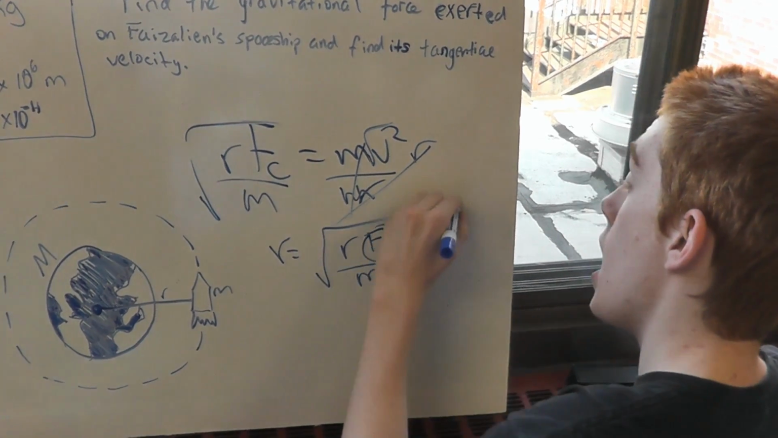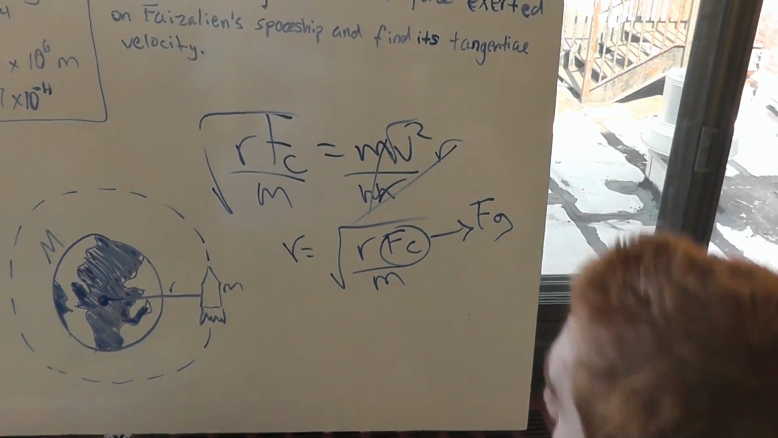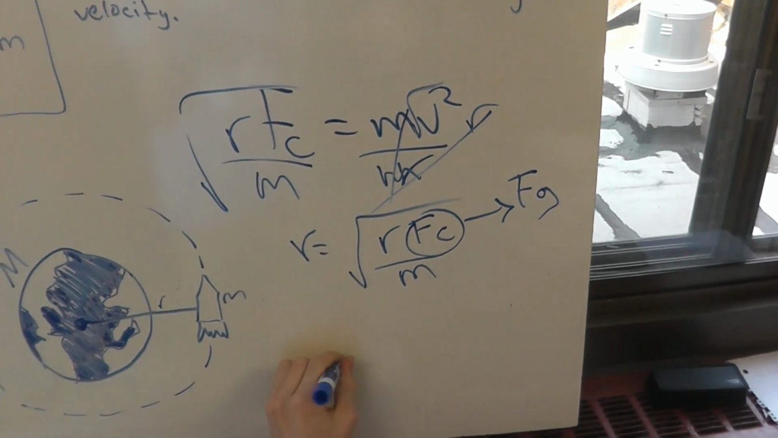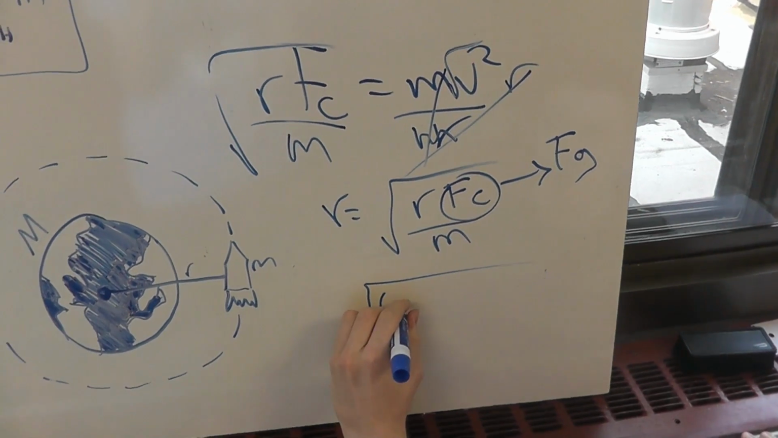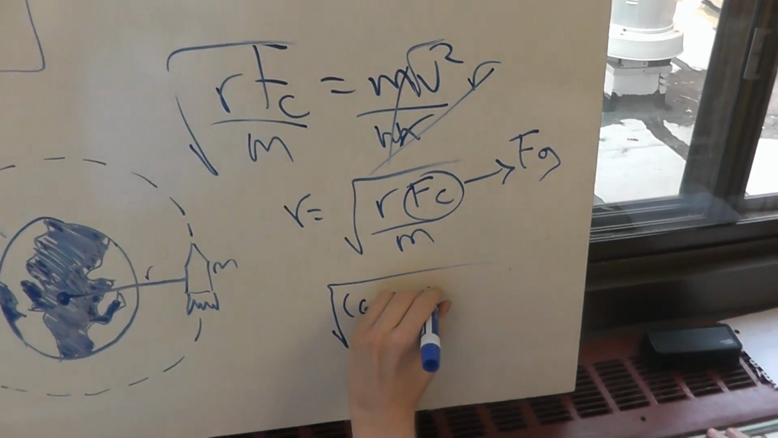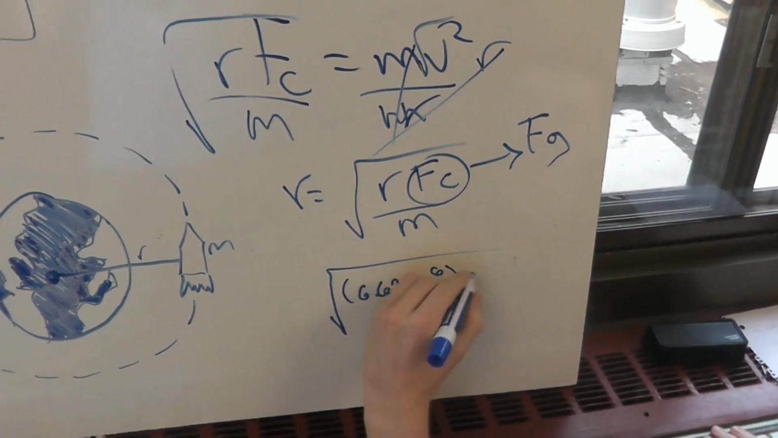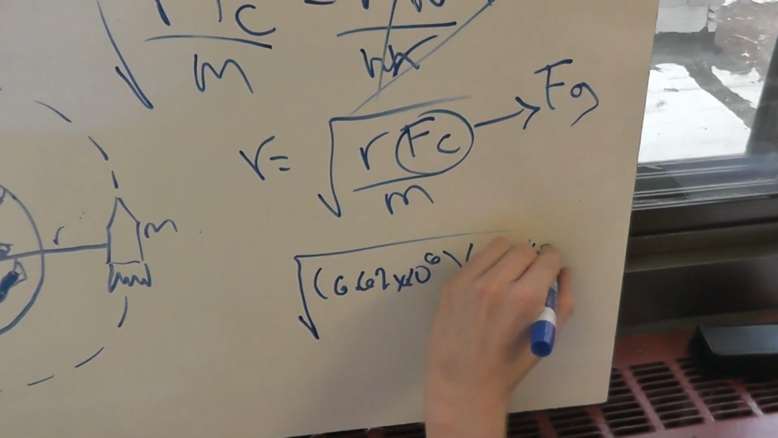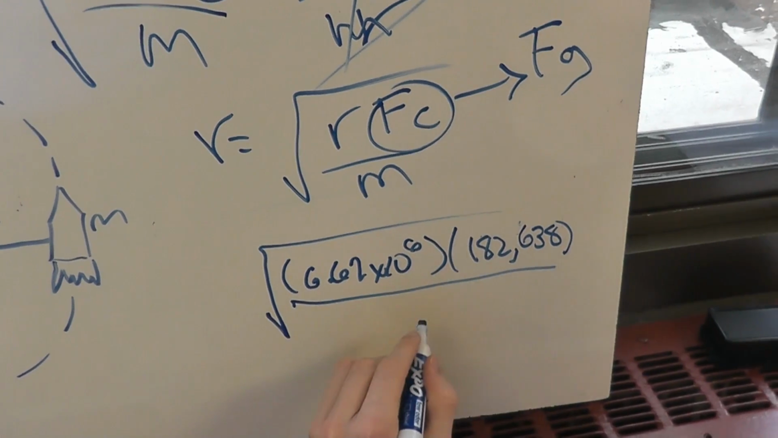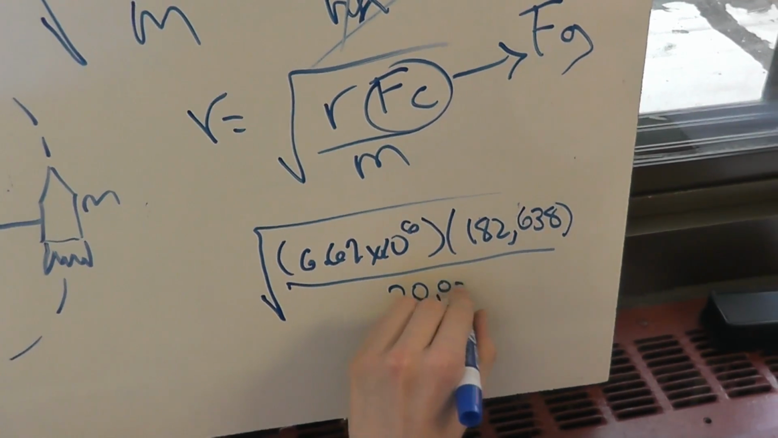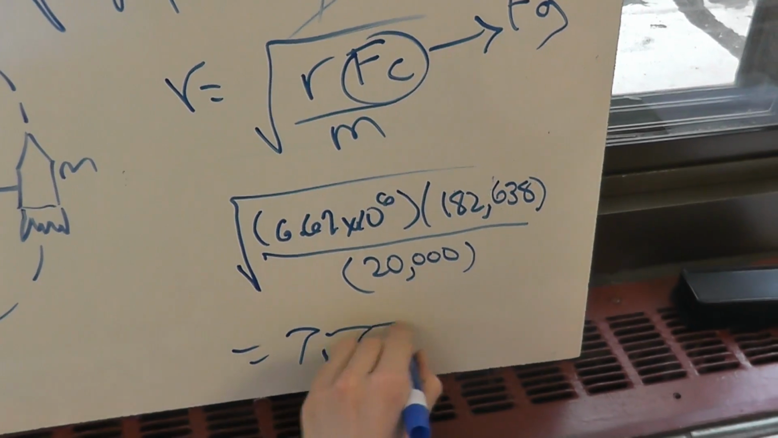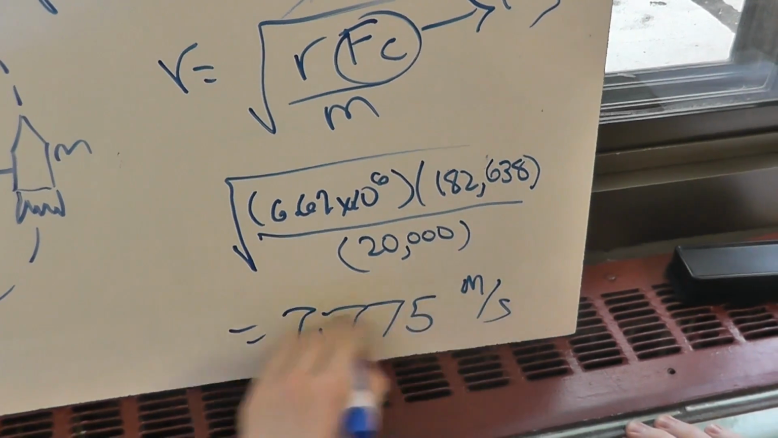Fc is the same thing as Fg, because Fg is what's making the spaceship rotate or orbit the Earth. So now, you plug in the numbers, v equals radical r times Fg, which is obviously, like we learned before, 182,638 newtons, divided by the mass of the spaceship, 20,000, and that's 7,775 meters per second. That's as easy as that.